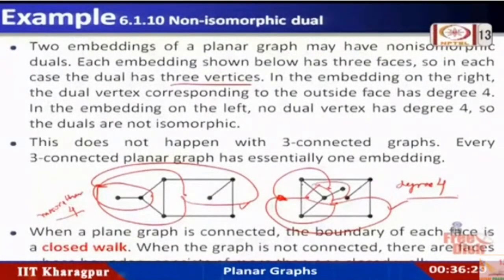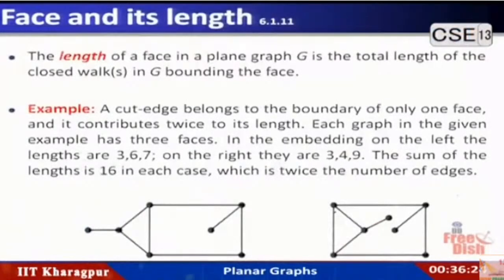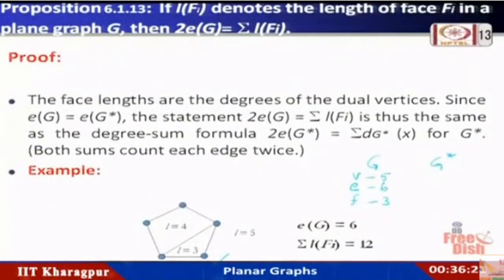When the graph is not connected, there are faces whose boundary consists of more than one closed walk. How many edges are there? 6 edges are there. As far as its dual is concerned, the number of vertices in the dual will be equal to the number of faces. So the dual will have 3 vertices, which is nothing but F of G. The edges are the same as E, that means 6 in this particular case, and the number of faces of the dual is the same as the number of vertices.